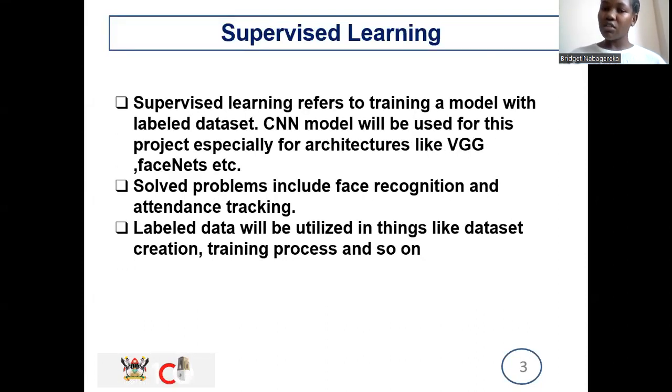Now, brief information about some of the methods or techniques you're going to use. First, supervised learning. Here, a model is trained using labeled data. A CNN model will be used for this project, especially architectures like VGG and so on. Supervised learning can solve problems that include facial recognition and attendance tracking. Someone can easily track your attendance by just knowing whether your face appears there or not. Labeled data will be utilized in dataset creation, the training process, and so on.